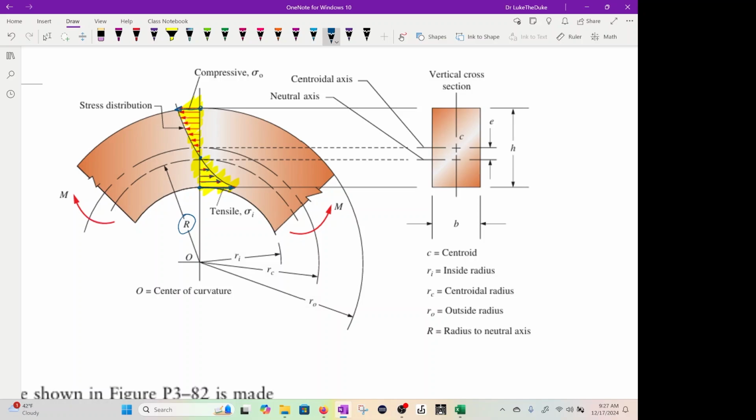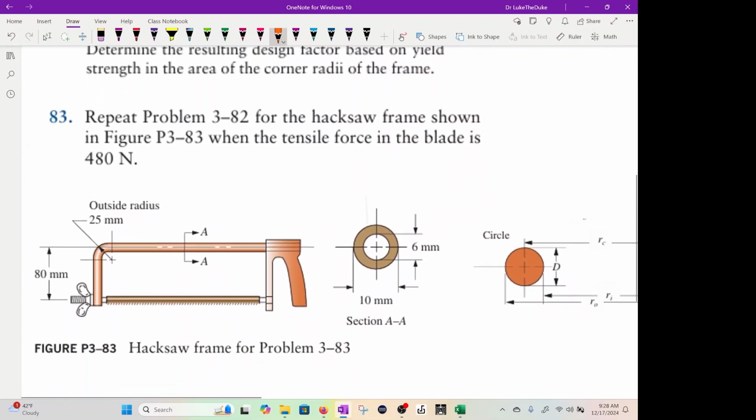And again, it depends on the shape, which is that graph I showed you before, and depending on the radii, you need to know those. So you're going to need to know Ri, which is the inner radius, the centroid radius, and the outside radius. Then you have to calculate your moment. I'm going to show you the steps with a particular problem and how you do this for a design factor. So, let's go ahead and do a problem.